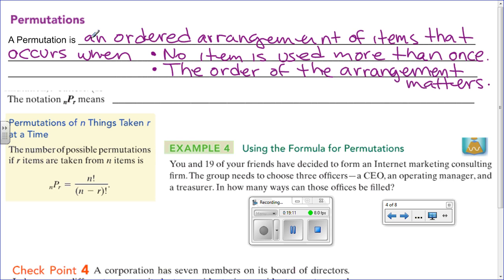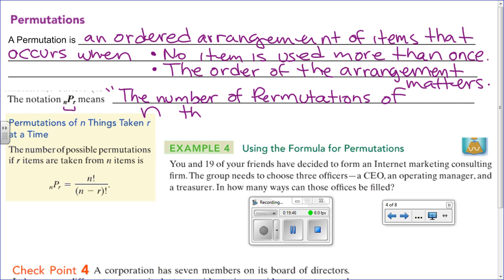And so the notation that we use is here. They both look like a subscript. So N, capital P, and then R. And what it means is the number of permutations of N things, they could be people as well, taken R at a time.